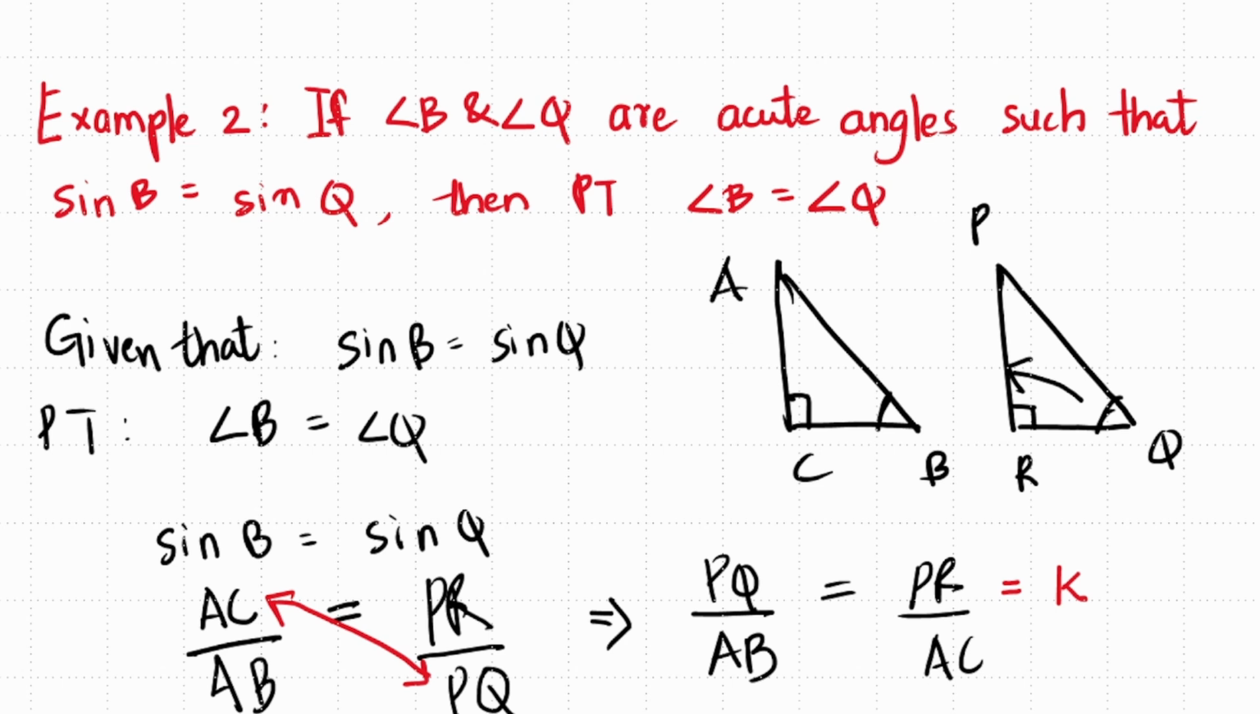And if you're wondering why we did this, if you closely notice, where is PQ? PQ is this side, right? This side, which is divided by AB, this side. Then you have PR, which is this side, and you have AC, which is this side. Don't you see any kind of similarity over here?